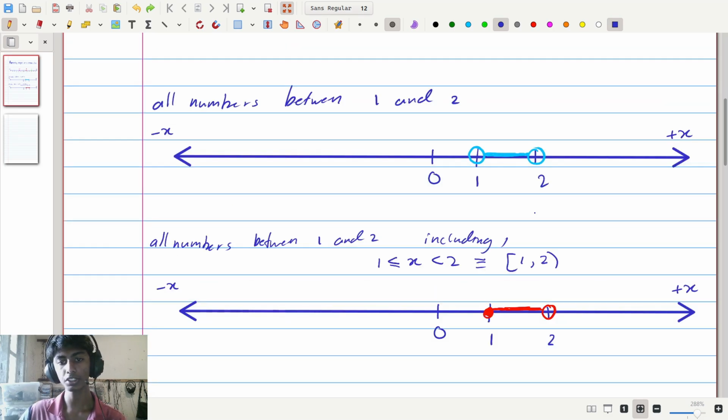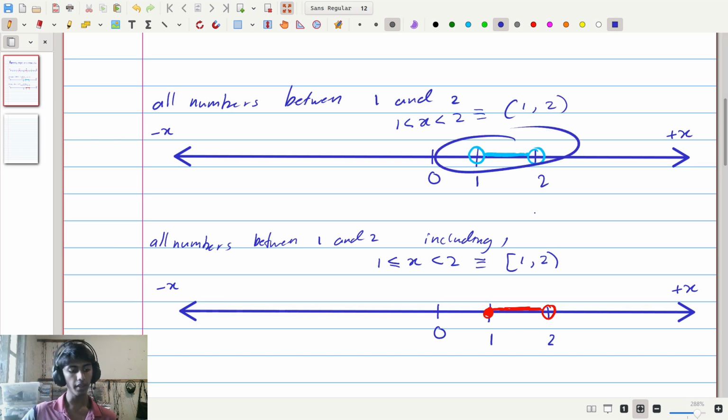Similarly, for the above range, the set notation is x in between 1 and 2, corresponding to the range notation of 1 comma 2 with curly brackets around them, corresponding to the number line notation, which is a hole at 1, a hole at 2, and shading in between 1 and 2.